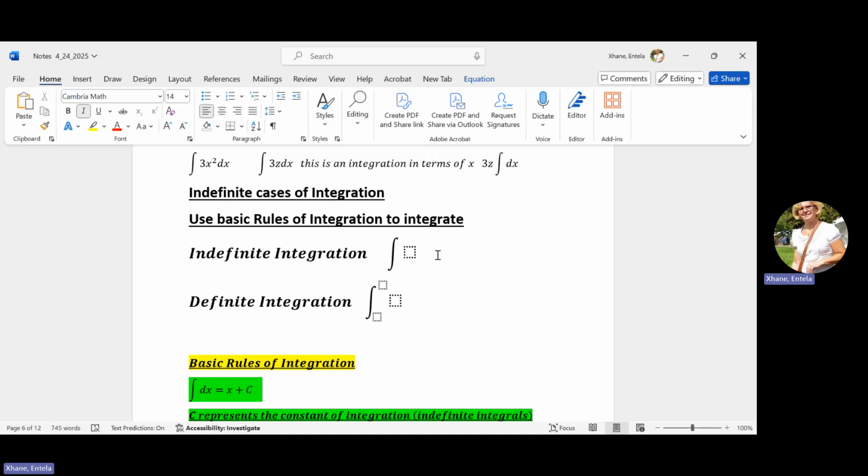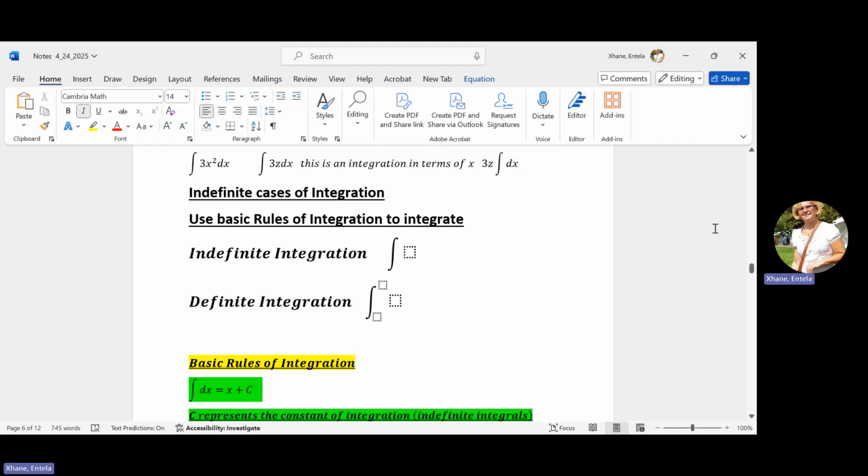The second group is the group known as the definite integration. This is the one that uses boundaries. And this is the one that uses what is known as the fundamental theorem of calculus. If that's the case, the outcome is not an expression. The outcome is a number. So therefore, you're not going to add a constant of integration C.